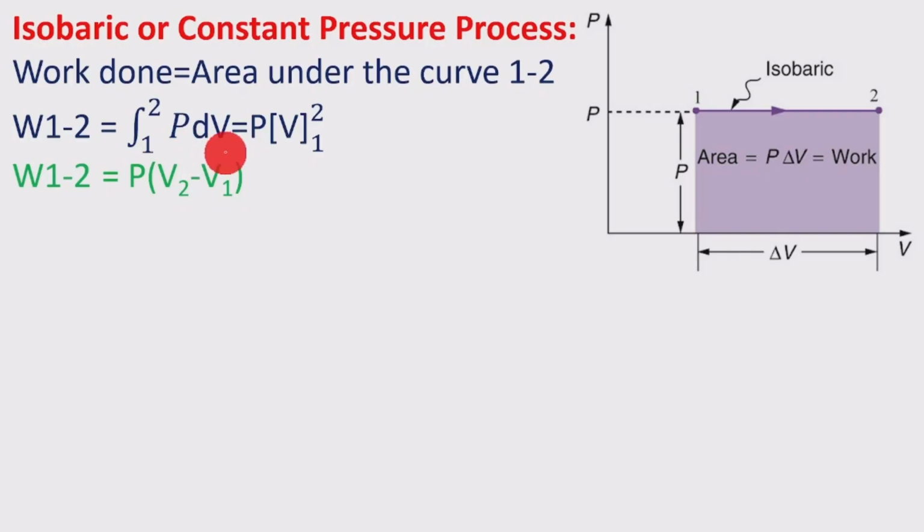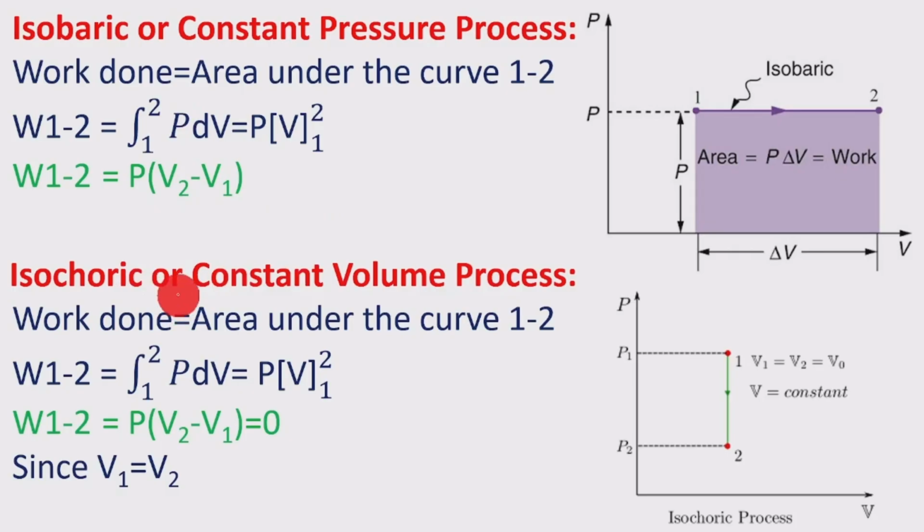The pressure times the change in volume, the PdV work, and that is equal to P, and the integration of dV will be V, within the range of 1 to 2. And that can be given as W1-2 is equal to P, the pressure remains constant, times (V2 minus V1). This is the work done expression for the constant pressure process.